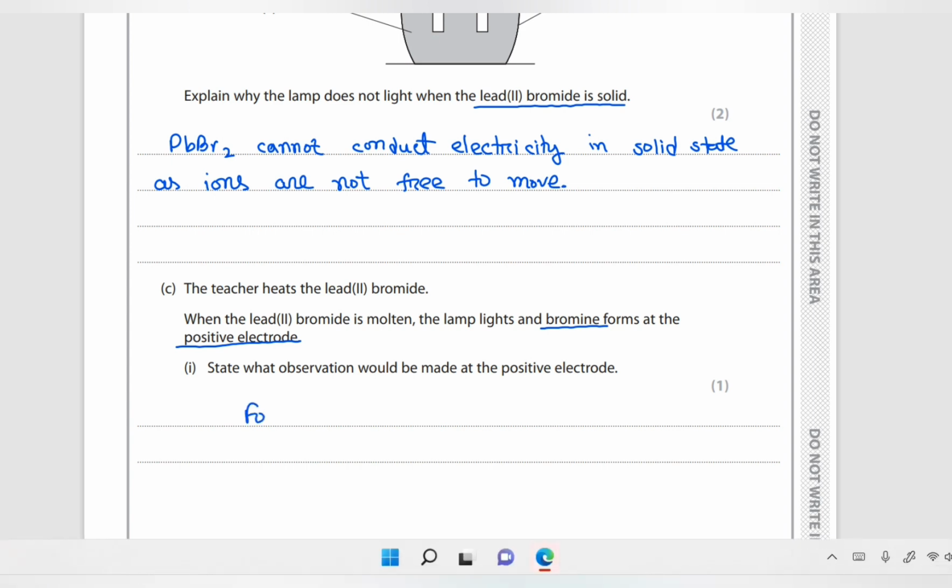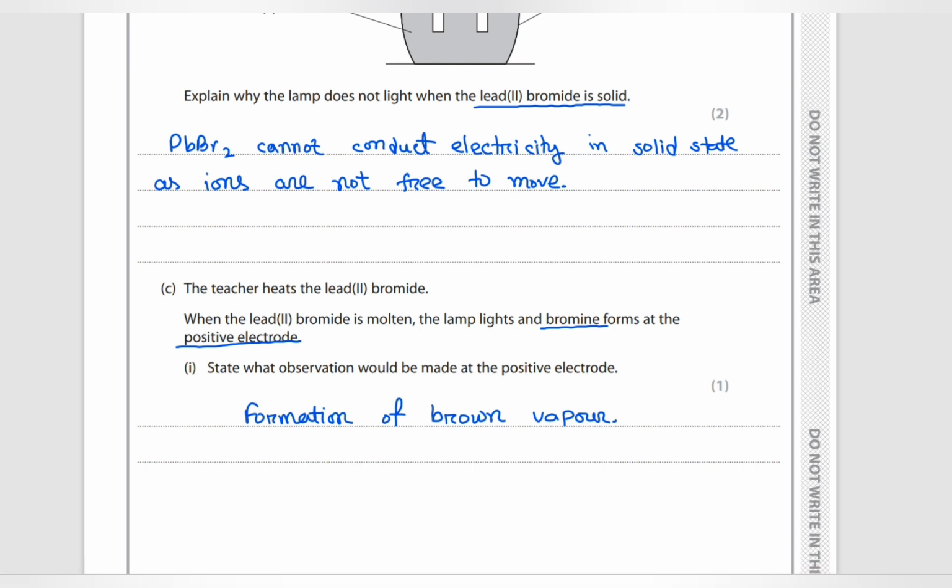So we can write: formation of brown vapor is seen. So with this, part C1 ends.